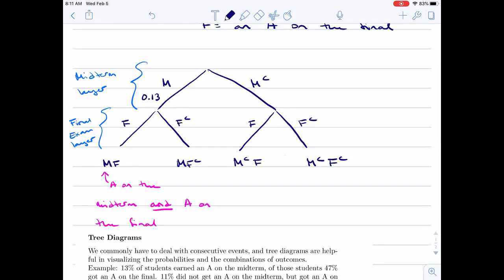And from that, we know that the probability that they didn't get an A on the final, or on the midterm, I keep saying final, on the midterm, is 1 minus 0.13, 0.87. Okay. So we only need to know a few of these probabilities to be able to figure out what the rest of them are as well. Okay.